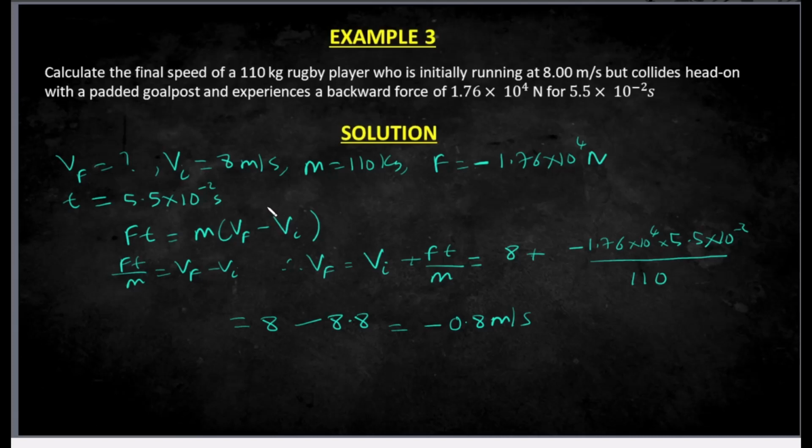So the head cannot pass through the goalpost. So it has to come back. It has to bounce back. That's why we have the minus. So the final velocity will be the minus. And the body is going to slow down because of the impact that this force acted.